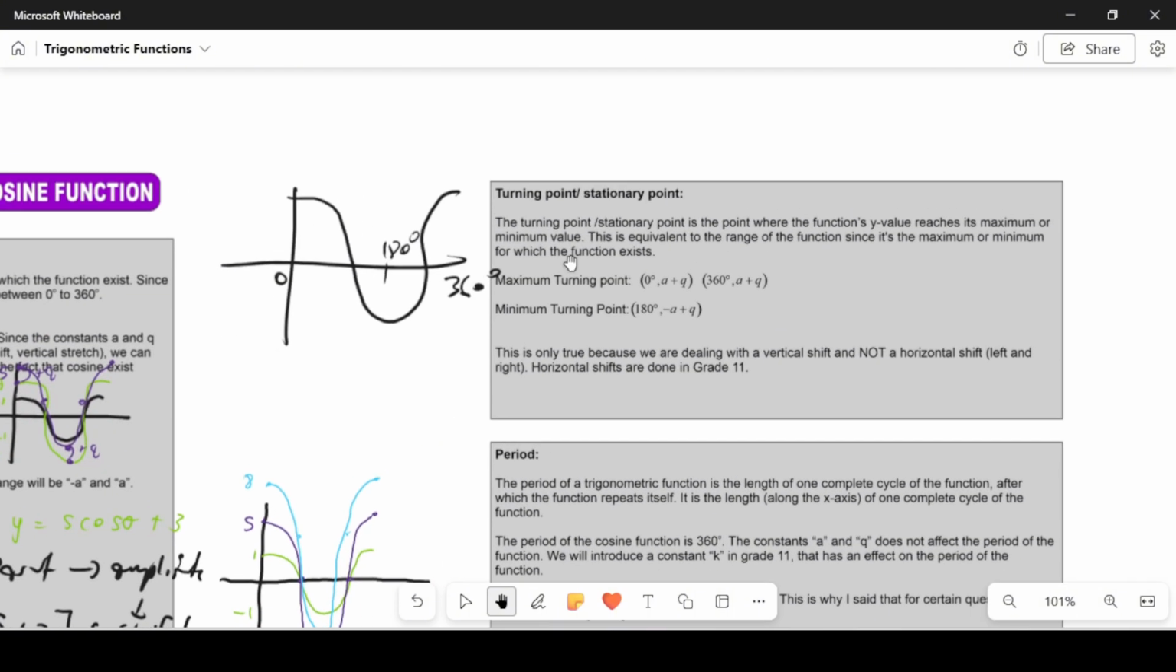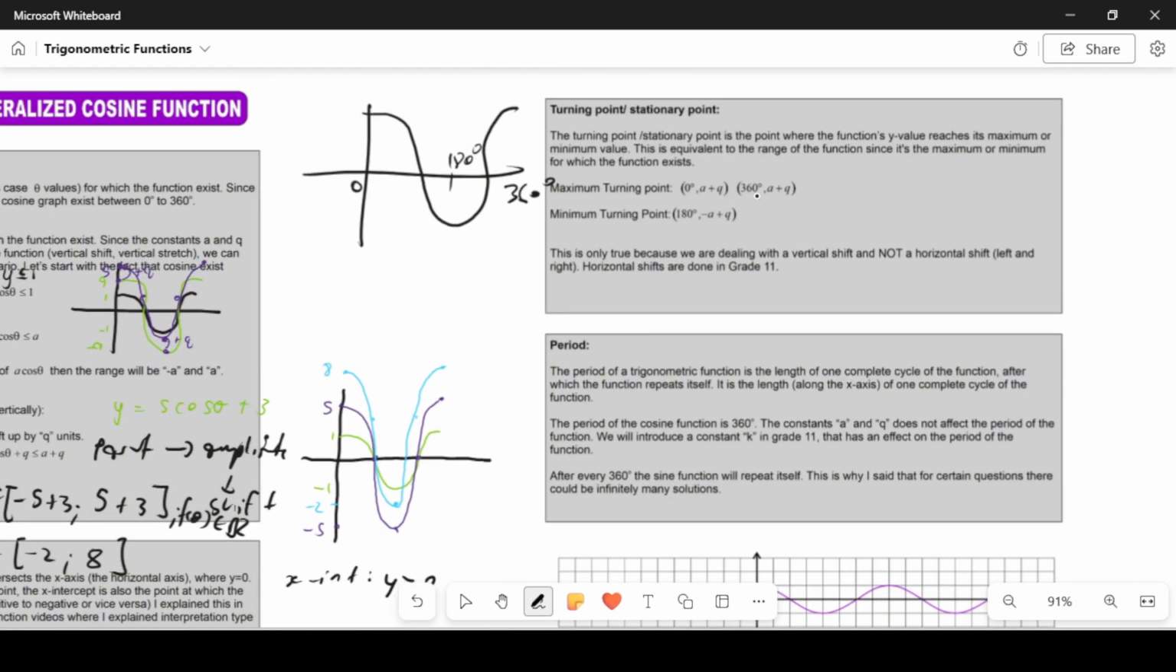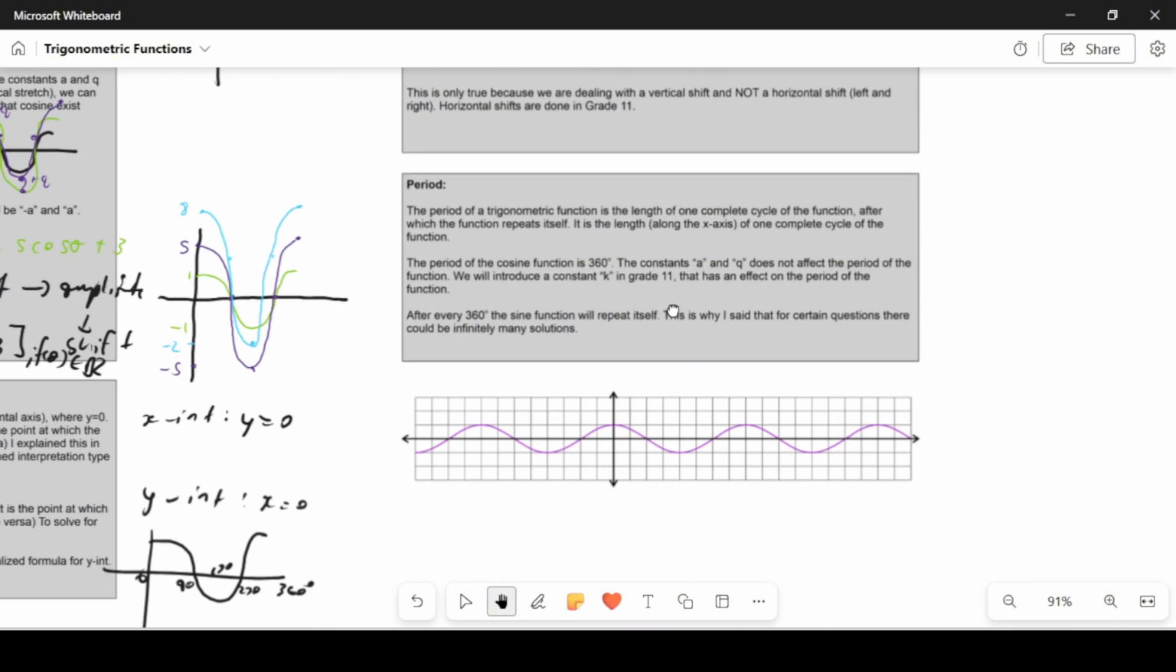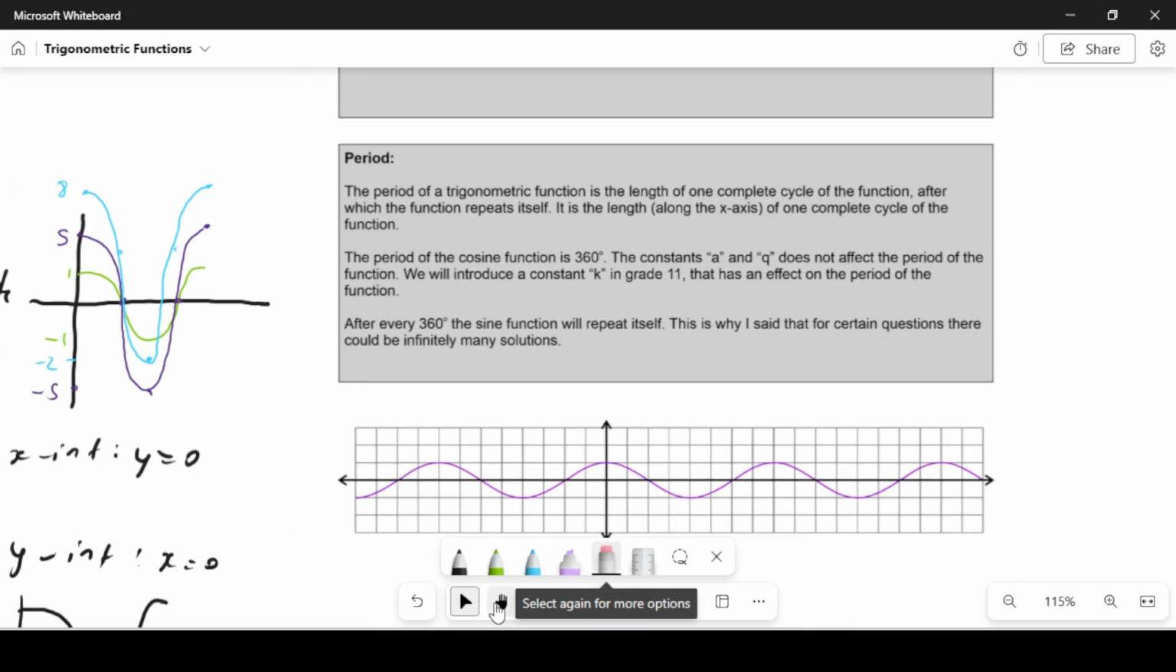So that's how we're going to deal with this stuff. This is very simple at grade 10, because at grade 11 we start dealing with left and right shifts. So now the x coordinates will differ. But for now you understand the y coordinate as the amplitude plus the q value, or the negative of the amplitude plus the q value. And then the period of the function, same story. Every 360 degrees the function completes one cycle. So from here to here should be 360 degrees, because every 360 degrees we have one full cycle. Can you see that? It's literally that straightforward.